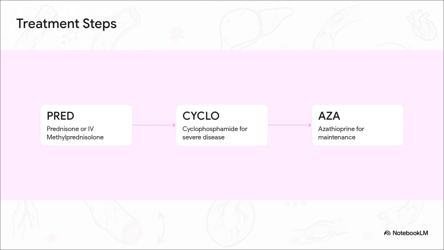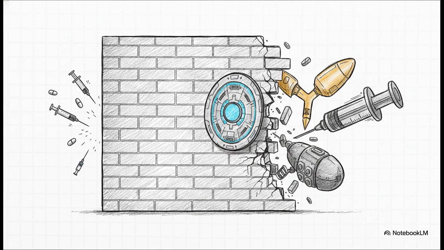Step 2 is cyclo. For severe cases, you add cyclophosphamide for about 3 to 6 months to aggressively shut down that inflammation. But you can't leave them on cyclophosphamide forever, right? The bladder and bone marrow toxicity is just too high. So, step 3 is AZA. Once you achieve remission, you transition them over to azathioprine or methotrexate for long-term maintenance, usually for about 18 months total. Pred, cyclo, AZA.